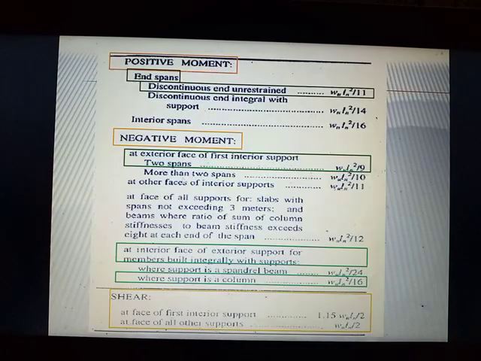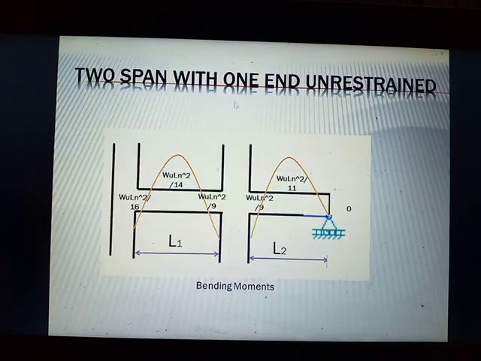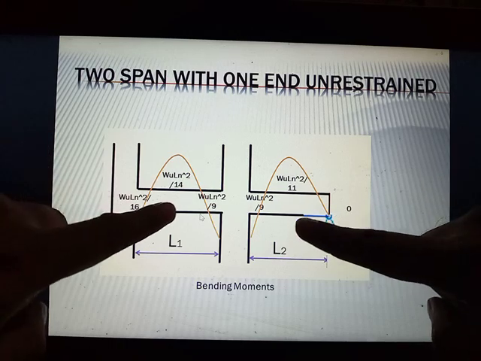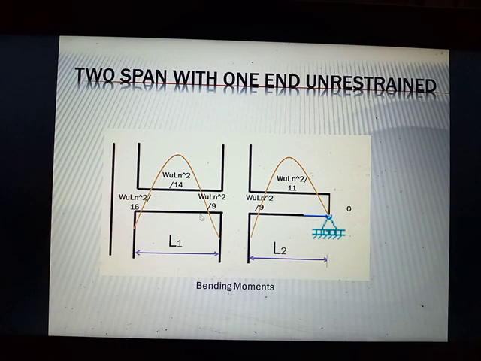Unlike if it is discontinuous and with support, you use WLn squared over 14 for that positive moment. And again, use WLn squared over 16 on the interior face of your exterior support. Because this one has two spans only, both of these are exterior or end spans. So this is for your bending moments.